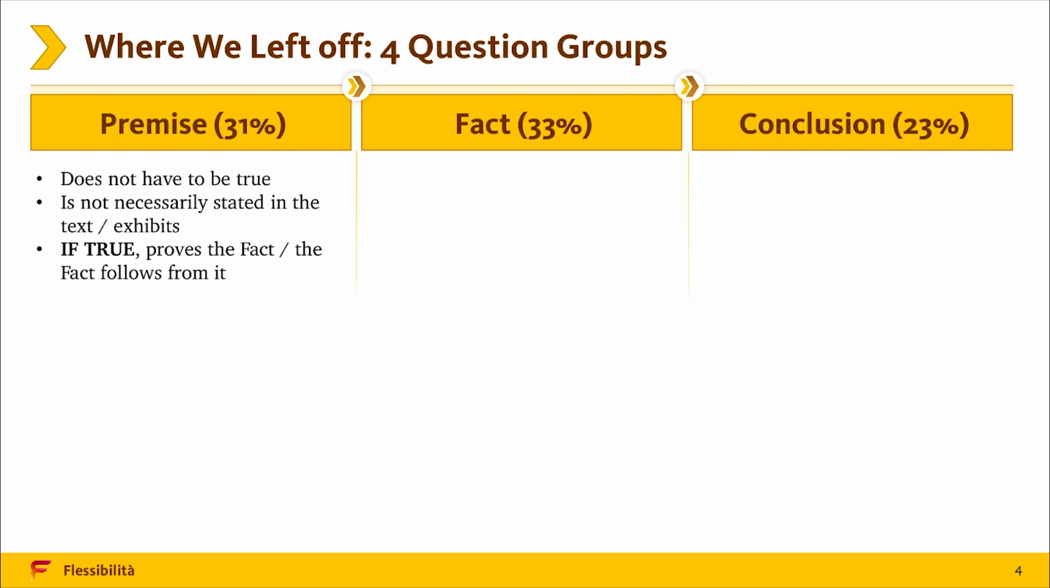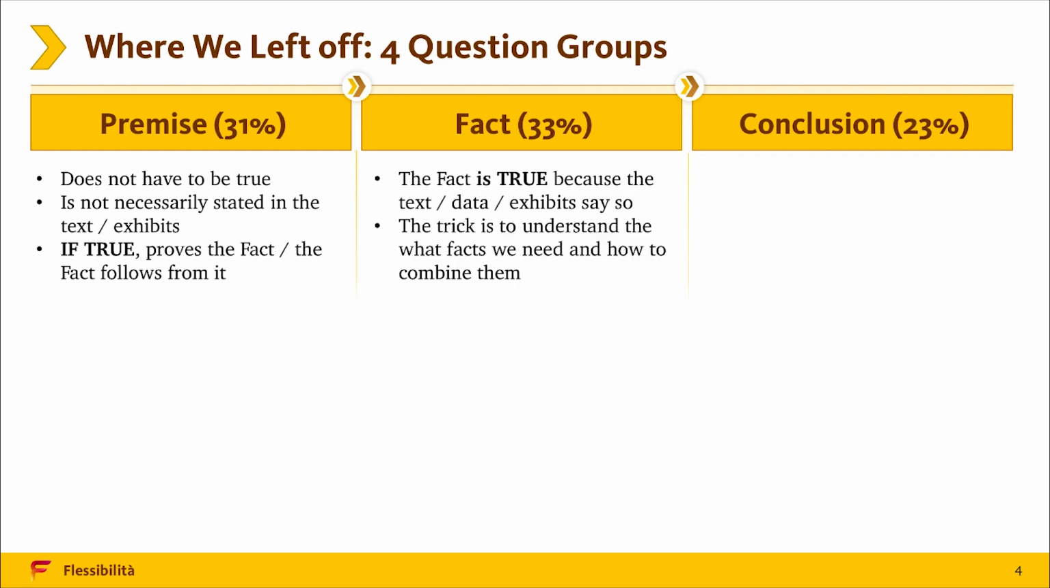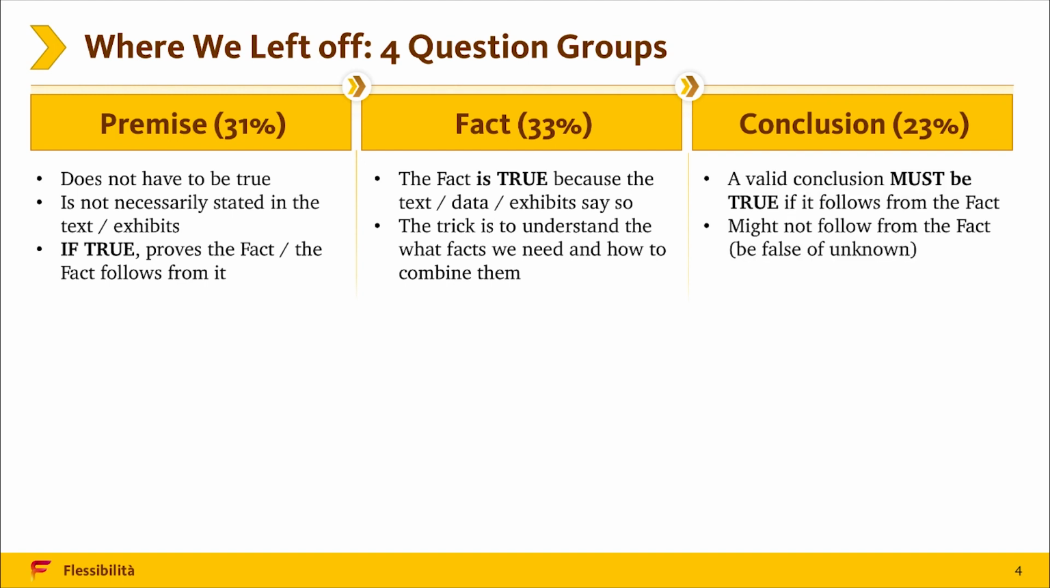Recall the differences among question types. A premise does not have to be true or based on the data in the text or exhibits. It might be a completely new piece of information. However, if we assume its truth, it allows us to make certain conclusions about a fact stated in the text. In comparison, a fact is true based on the data. You just need to interpret it. And a conclusion has to follow from the data.